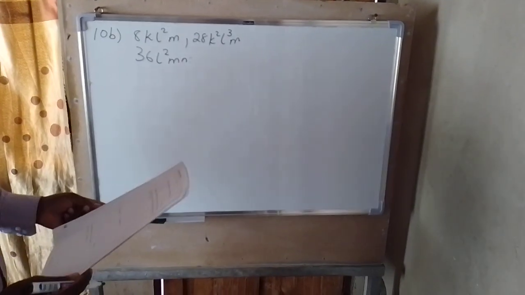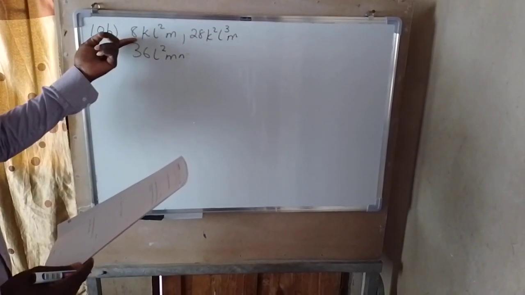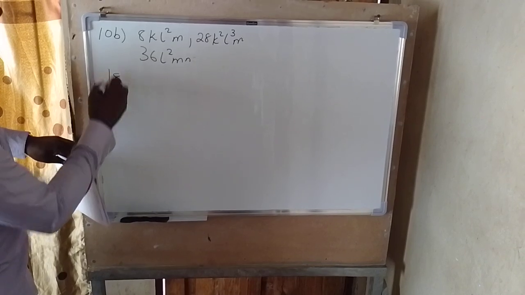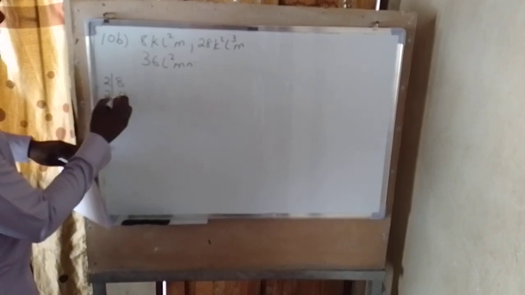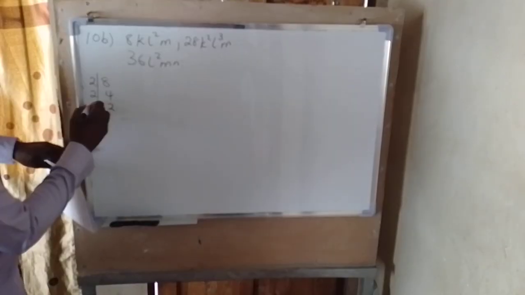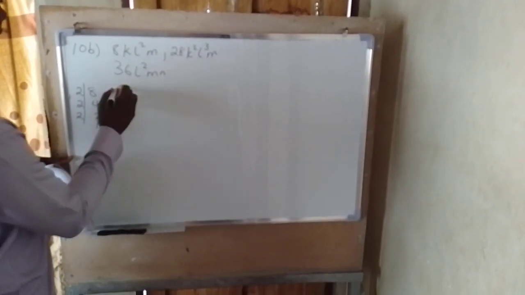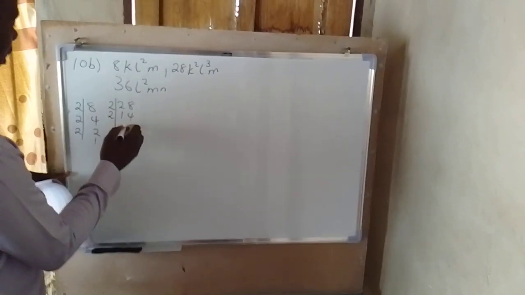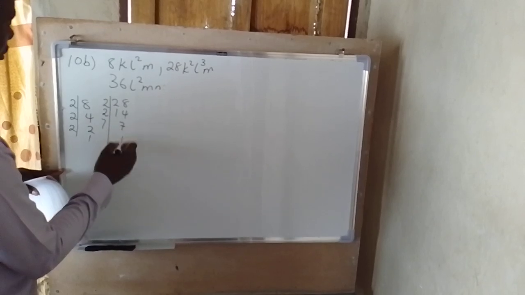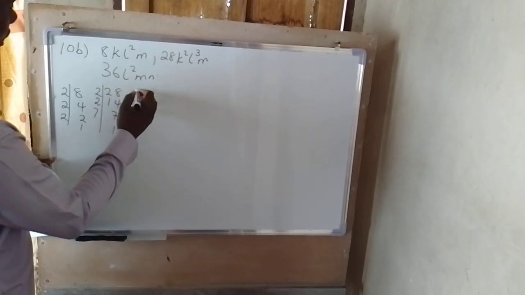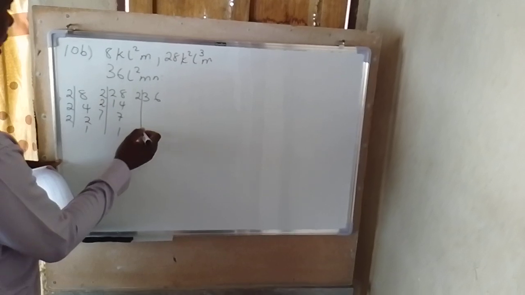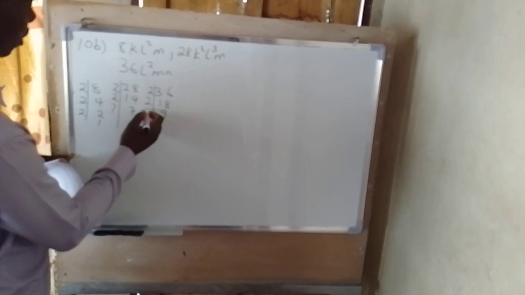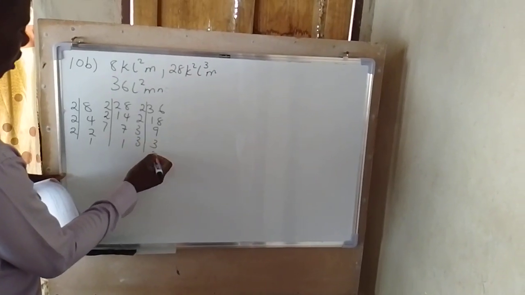Right. What we are going to do is express 8 as a product of its prime factors, 28 as well, and 36 as well. So our 8: 2 into 8 is 4, 2 into 4 is 2, then 2 into 2 is 1. For 28, 2 into 28 is 14, 2 into 14 is 7, then 7 into 7 is 1. For 36, 2 is the first and smallest prime number, that's 18, 2 into 18 is 9, then 3 into 9 is 3, 3 into 3 is 1.